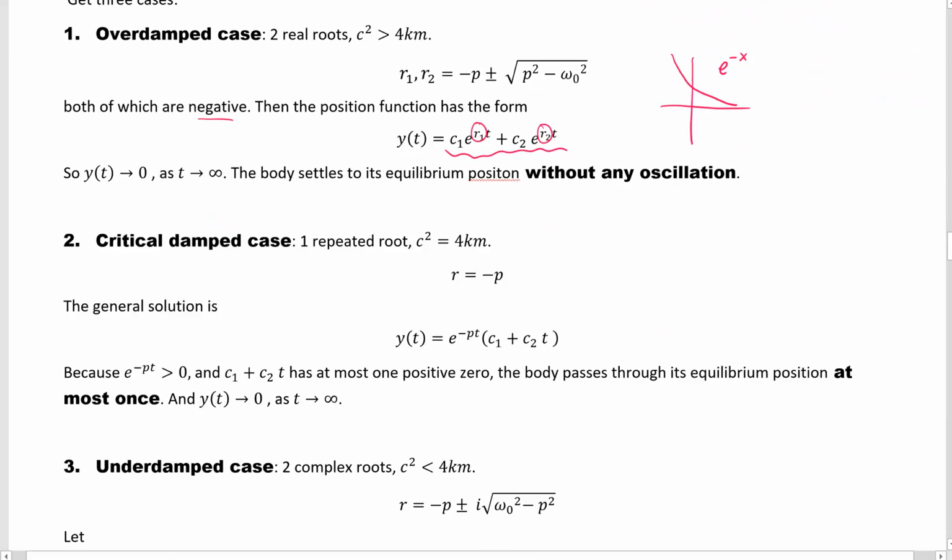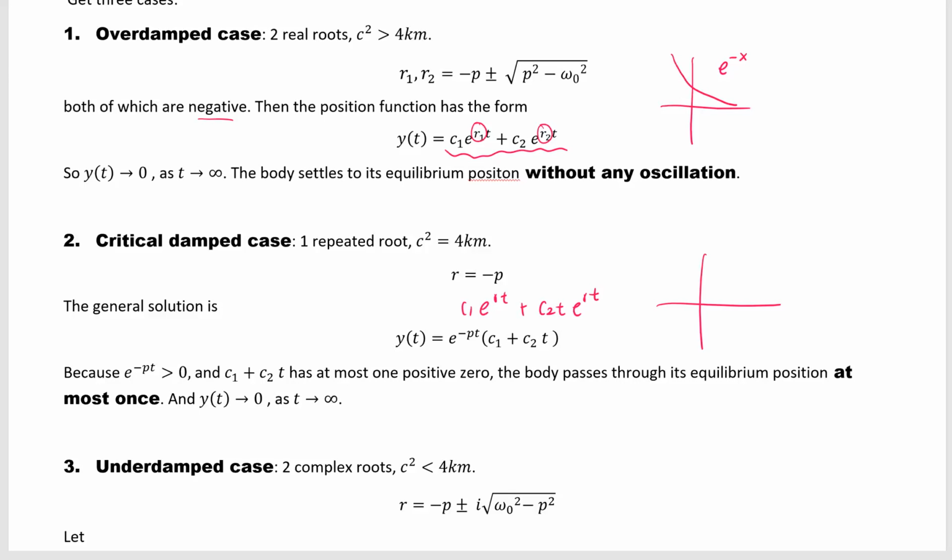The second case is the critically damped case. That is when we have one repeated real root. Let's call the root negative p. Then the general solution looks like c1 e to the rt plus c2 t e to the rt. When you factor out e to the rt, you get c1 plus c2 t. Here r is also negative, so we still have it going down, but because c1 plus c2 t is a linear function, it might equal 0 at some point.